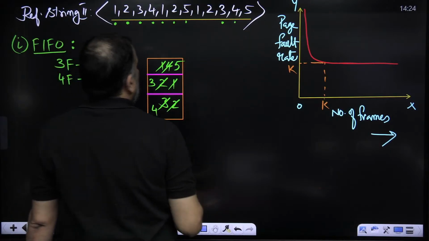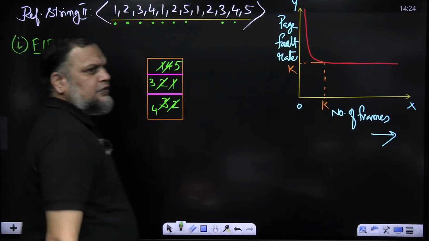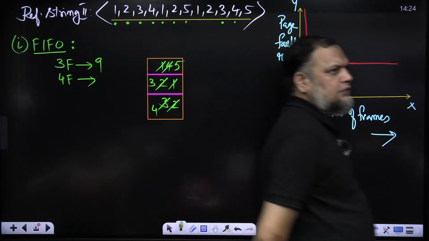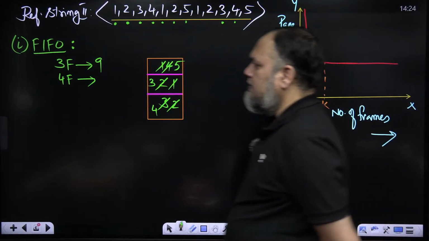Then 5 will not cause a fault. 1, 2, 3, 4, 5, 6, 7, 8, 9 — 9 page faults. 3 frames के साथ 9 page faults हुए हैं for this reference string.